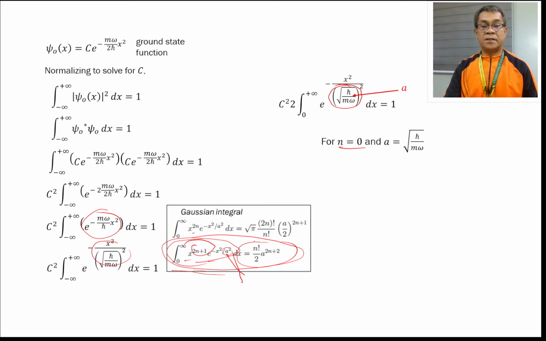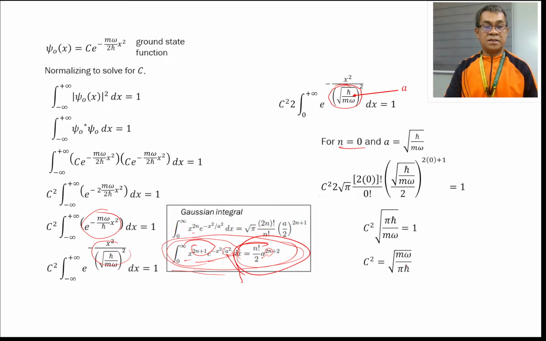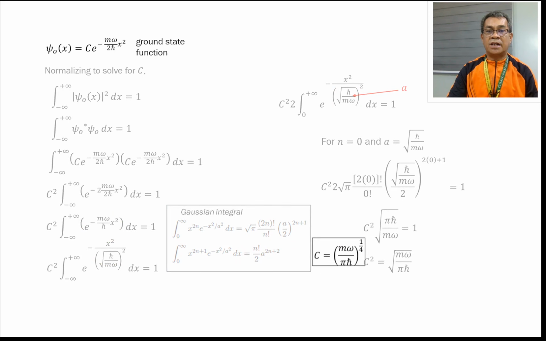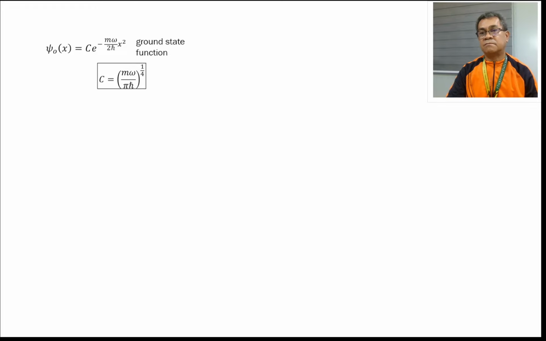Then substitute that here, then n factorial over 2, then A is this one, then raised to 2. n is 0, so this one is just equal to 0, raised to 2. Of course, we now have the value of C, and C is the fourth root of m omega over pi h-bar squared. So we now have the normalized value of the ground state. This is our answer.